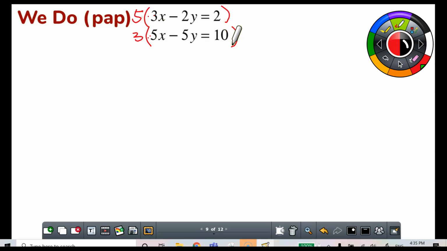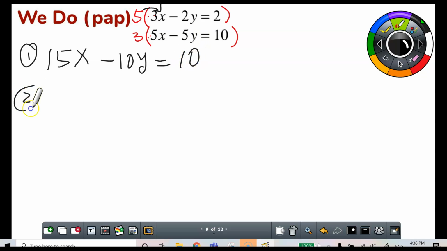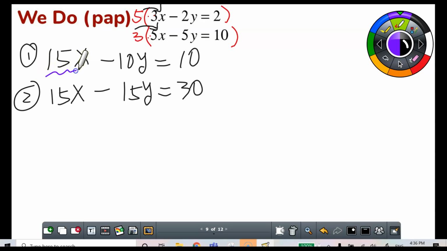So this time to create the same number, you have to multiply a number to each of the equations and get two new equations. So for the first equation, multiply 5 to everybody. You're going to have 15x minus 10y equals 10. Second equation, multiply 3 to everybody. You're going to have 15x minus 15y equals 30. Okay? And you have these two new equations, and this time you see in front of the x we have the same number, and the signs are the same.